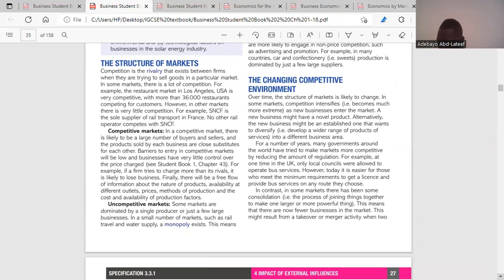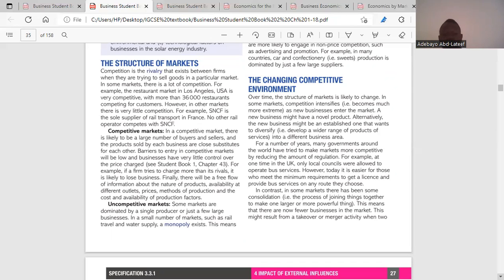So look at what I wrote here. I said the structure of market will be based on their level of competition. I said that earlier. What is competition? It is the rivalry that exists between firms when they are trying to sell goods in a particular market. So the kind of rivalry that exists between firms when they are about to sell their goods or services in the market is what we call competition.